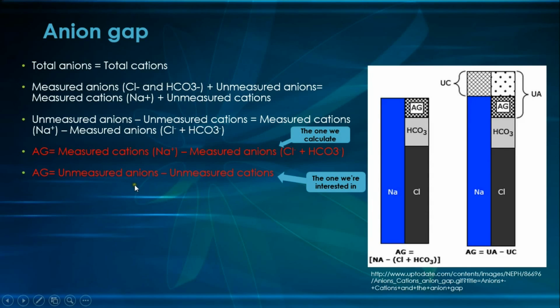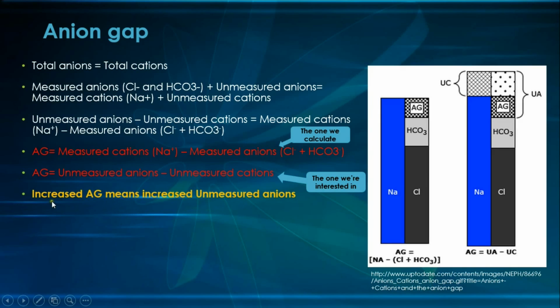So the trick is to know how much unmeasured anions we have using the measured ones. And of course the anion gap will have a normal range accounting for the difference between the unmeasured anions and the unmeasured cations, and the range is different from lab to lab. Now there are two general situations in which we're interested in the anion gap: either having a high anion gap, which is abnormal, or having a low anion gap, which is also abnormal but uncommon.